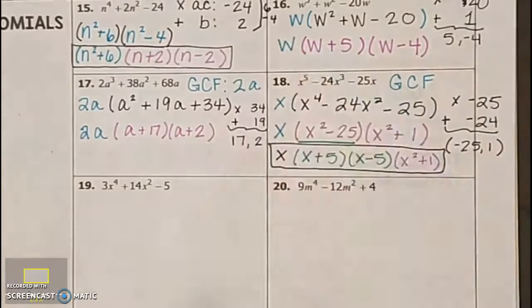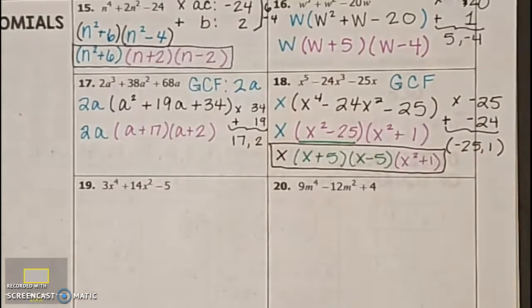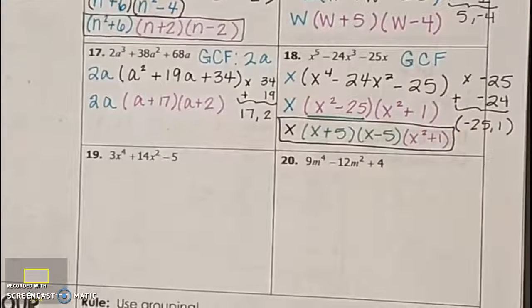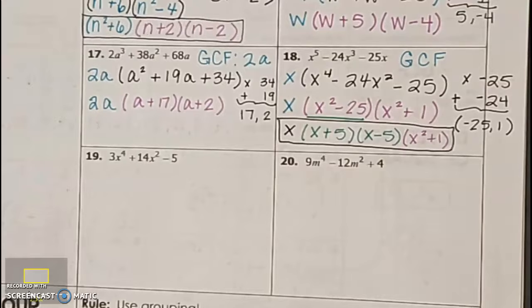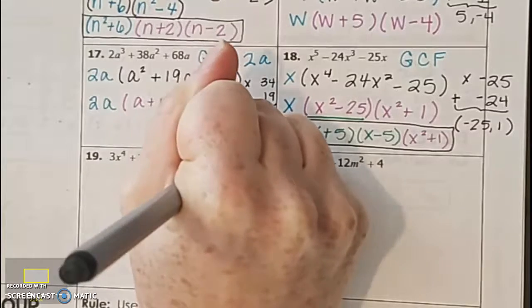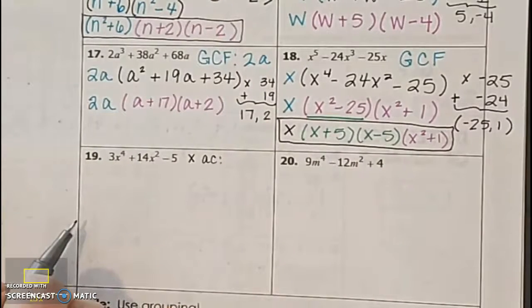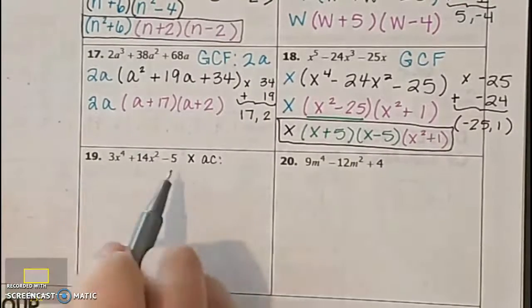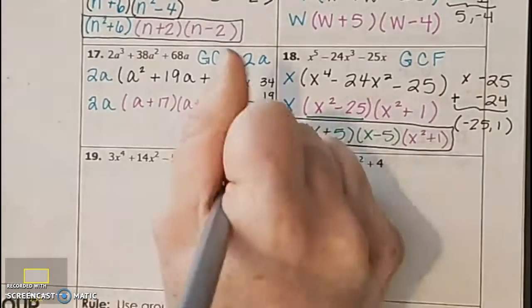All right, number 19 is going to be a little bit tricky because this is the case where a is greater than 1. Okay, these are the ones you guys do not like because they do take quite a bit more work. So what we're looking for here, remember we want to find what multiplies to give us a times c. In this case, we are looking at 3 times negative 5, which is negative 15.